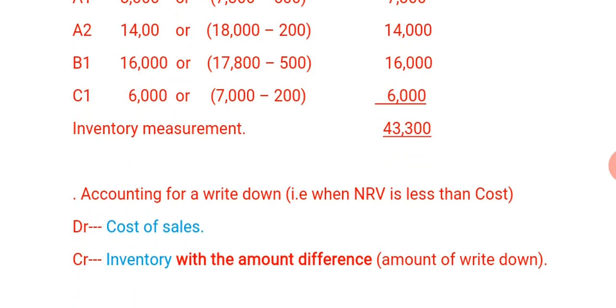Now we are using DEALS: debit, expense and assets; credit, income and liability. That is the whole thrust of accounting. DEALS: debit, expense and assets; credit, income and liability.